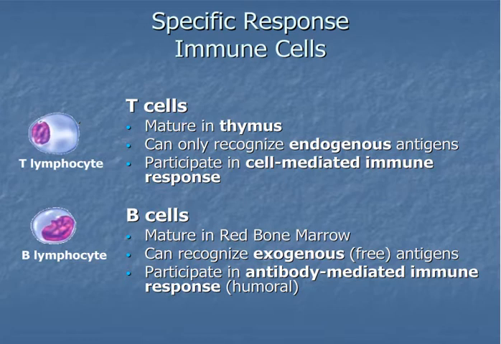The B cells, on the other hand, go through immunocompetence in the red bone marrow, and they can recognize exogenous antigens floating free in the bloodstream and to some extent endogenous antigens. And they participate in the humoral immunity or antibody-mediated immune response. That is, they destroy pathogens remotely by secreting antibodies, and these antibodies help to inactivate and eliminate these pathogens from the body.